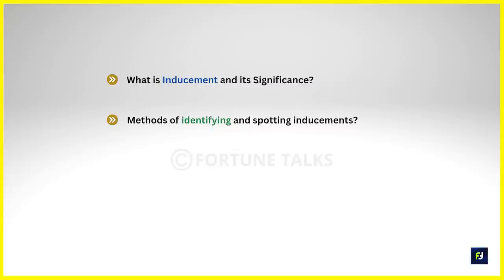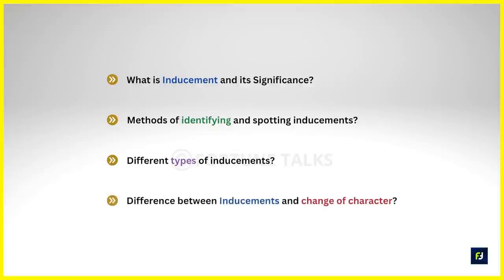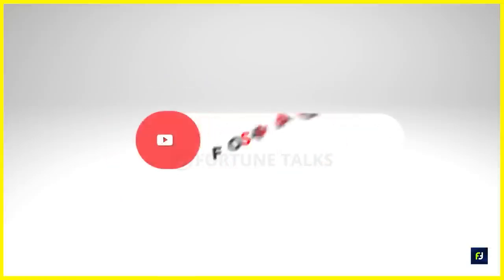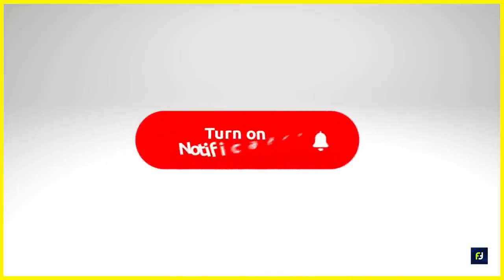So, in this video, we will understand what inducement is and what its significance is. Then we will learn different methods of identifying and spotting inducements in the market. Further, we will discuss the different types of inducements, namely major and minor inducements. And finally, we will understand the difference between inducements and change of character. So watch the video till the end to gain a complete understanding of the entire topic.